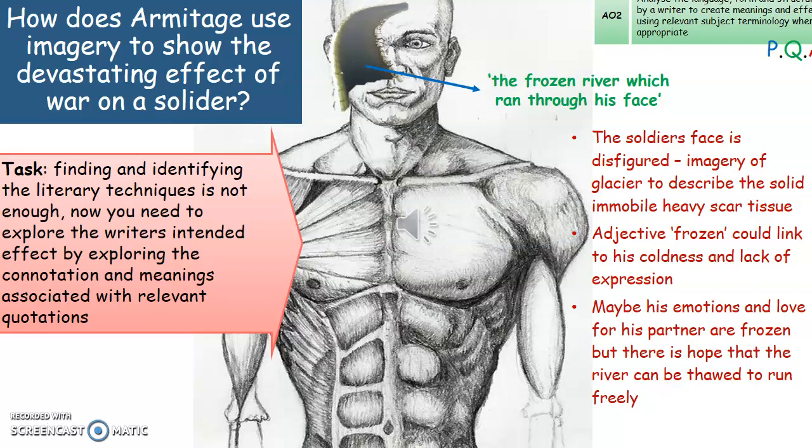The soldier's face is disfigured. Imagery of a glacier, so glacier is like ice, to describe the solid, immobile, heavy scar tissue. Could also represent frozen tears down his face. We've also got the adjective frozen, could link to his coldness and lack of expression, possibly, because he's holding everything in, or he's trying not to deal with all the heartache and horrific images he might have seen and been through.